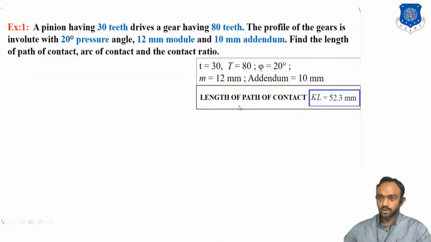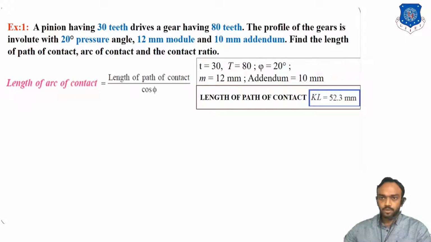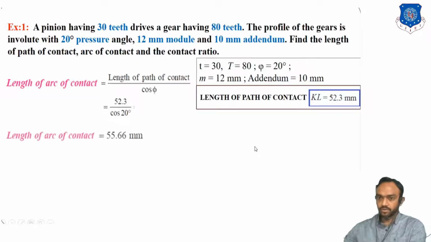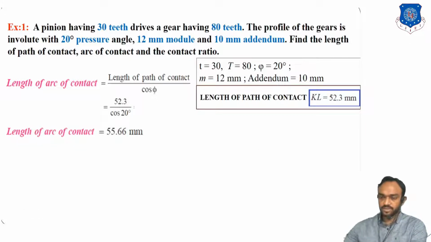So now length of path of contact will be useful in our next point. So it is the length of arc of contact. You know the equation. Length of arc is equal to length of path by cos phi, and length of path we have already found, it is 52.3. So 52.3 by cos 20, and you will find 55.66 is the answer.